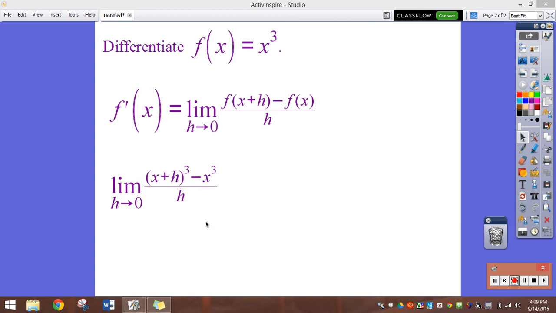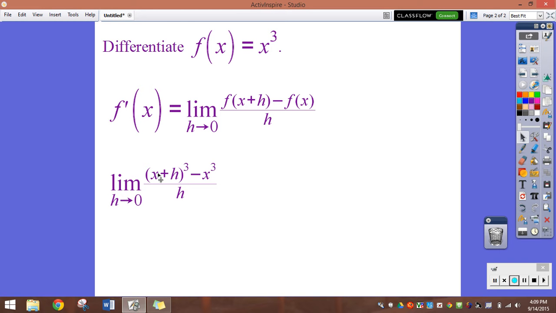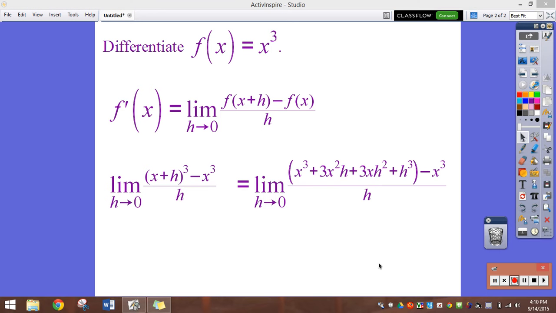If I tried to evaluate this limit as it's written, it would be undefined because of the h on the bottom. So what I would need to do is simplify, and I would start by cubing x plus h first and then seeing if anything cancels. Once I cube x plus h, my resulting polynomial is x cubed plus 3x squared h plus 3x h squared plus h cubed, minus x cubed.